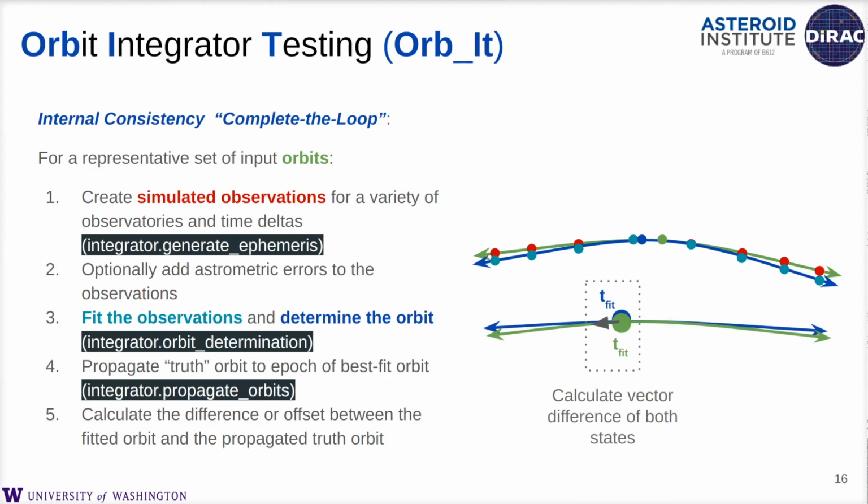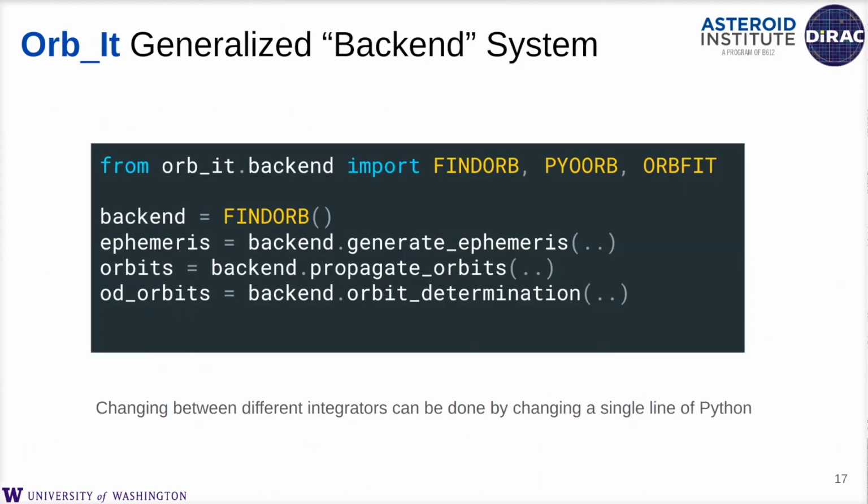And one thing I want to point out here is I've highlighted those magical functions, right? Integrator.generate ephemeris, integrator.orbit determination, integrator.propagate orbits. One of the things that we did, and this is really, I think, one of the most substantial contributions that Aidan contributed here, is we created a generalized backend system that effectively creates a common interface to all of these different propagators, because we believe fundamentally that in order to use these propagators or swap between using propagators, it should be no more difficult than changing just a single line of code, right? So if I want to go from using findOrb to using PyOrb, I don't want to do anything more complicated than that. And that is the system that underpins this entire architecture, this generalized backend class.